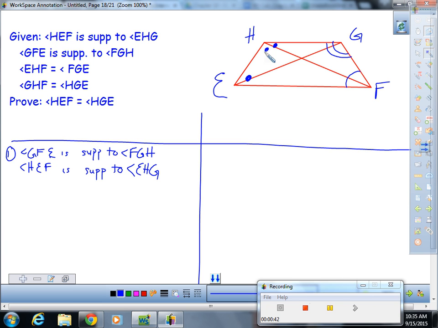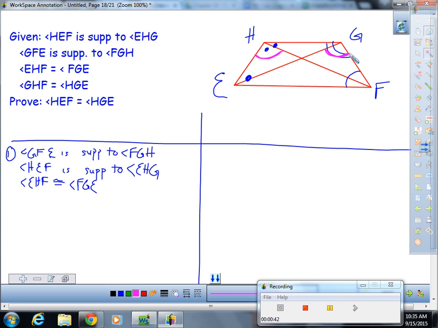So we know that this one here, angle HEF, is supplementary to this whole angle right here. All right, we also know that angle EHF is congruent to angle FGE. So let me mark that. Angle EHF, I'll change colors. This angle is congruent to FGE, to this angle, okay?